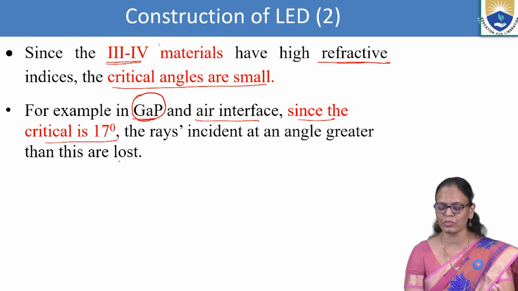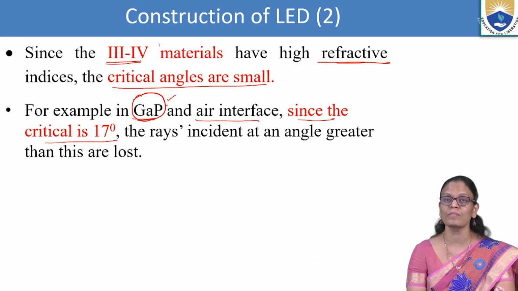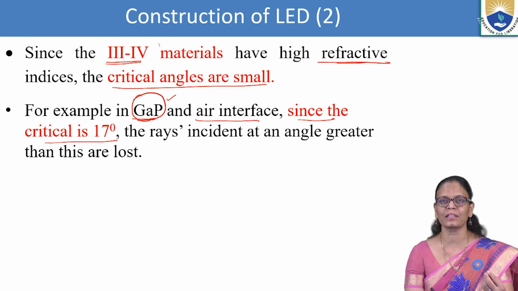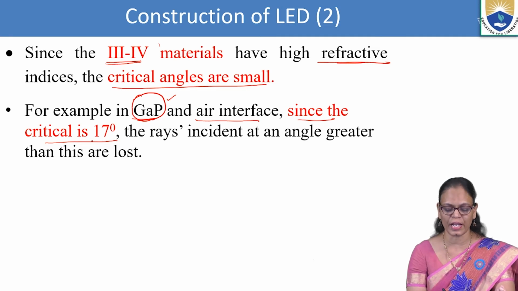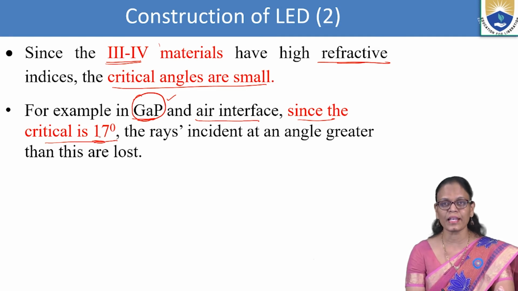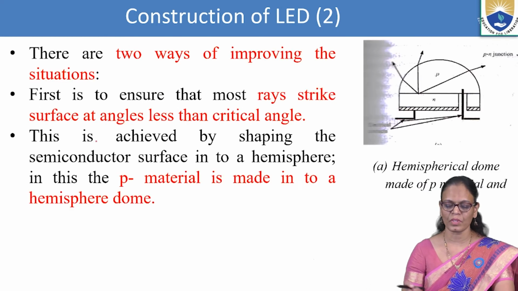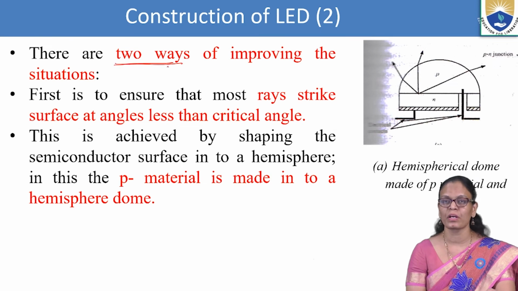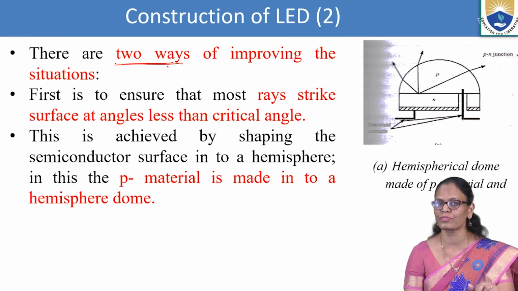So what we have to do whenever we are taking this material, we have to see that light rays are incident at the interface at an angle less than 17 degrees. Otherwise, it would be lost. So now to improve this situation, there are two ways to take care of this situation so that the loss of light can be minimized.